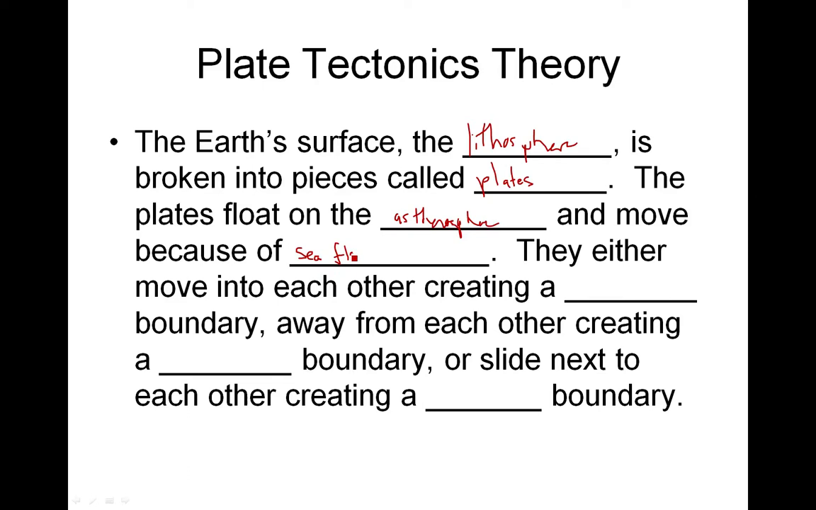Okay, so we didn't lose seafloor spreading. That's now our mechanism. They either move into each other, so this is the new part, creating a convergent boundary, away from each other, creating a divergent boundary, or they slide next to each other, creating a transform boundary. Okay. So we have our new theory.